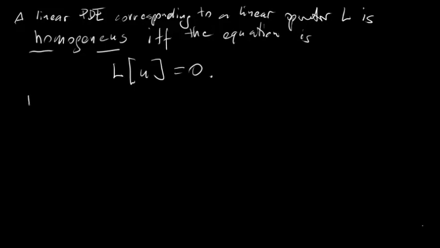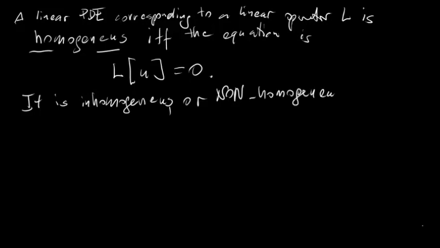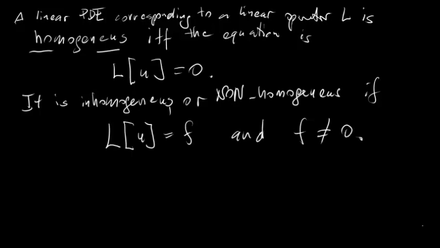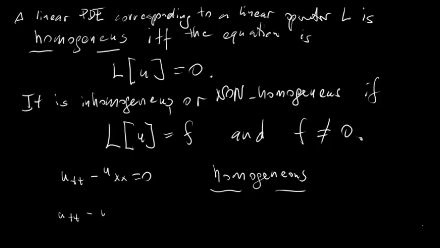It is inhomogeneous or non-homogeneous if and only if the function f is not equal to zero. So, in particular, this equation is homogeneous. And this equation is not homogeneous.